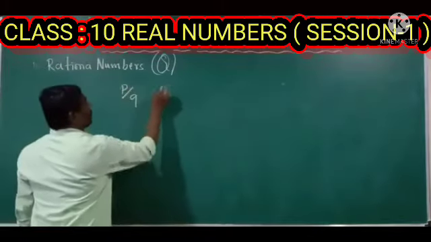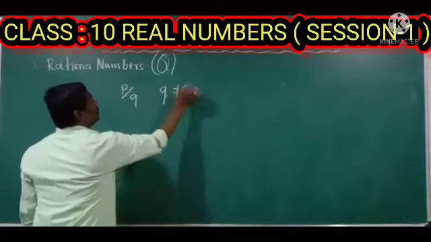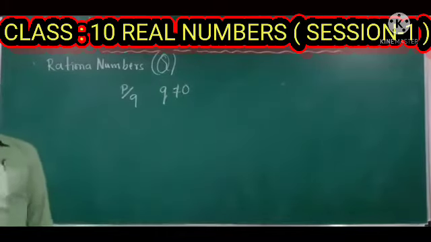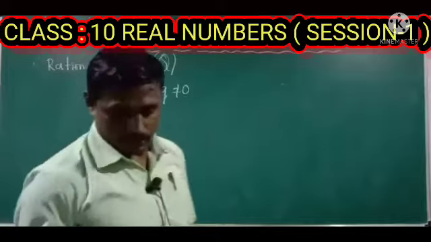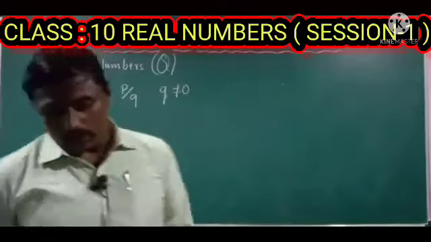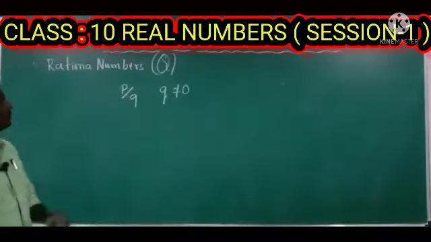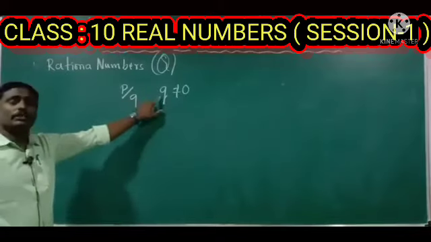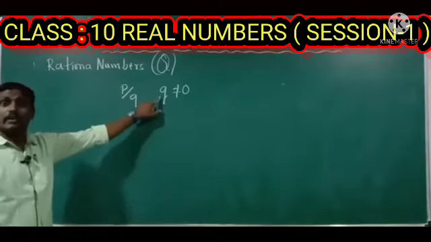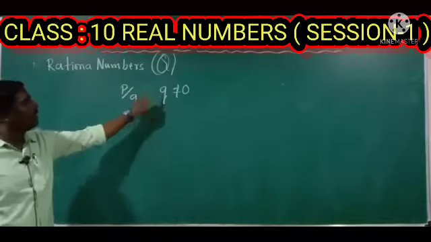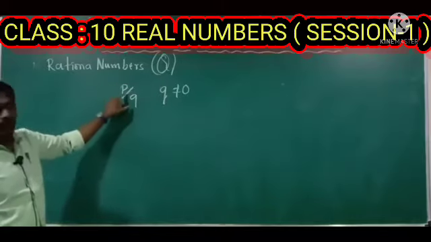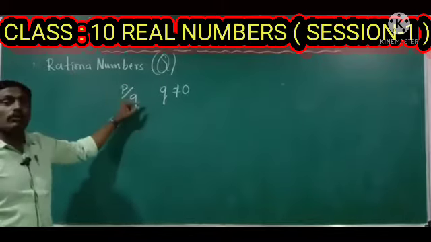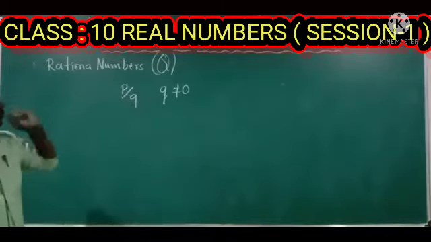Here q is not equal to 0. If q is not equal to 0, and if q is equal to 0, what will we get? We get infinity, right? So all the rational numbers are in the form of p by q.